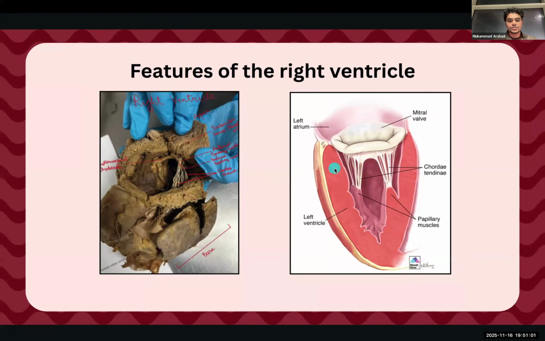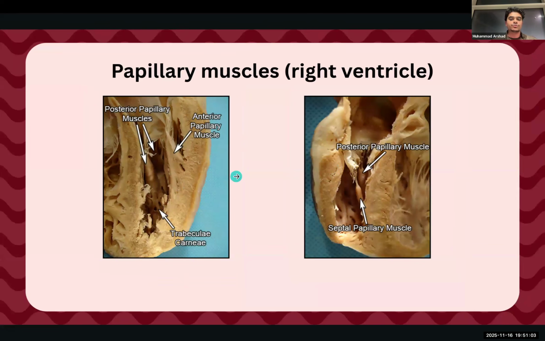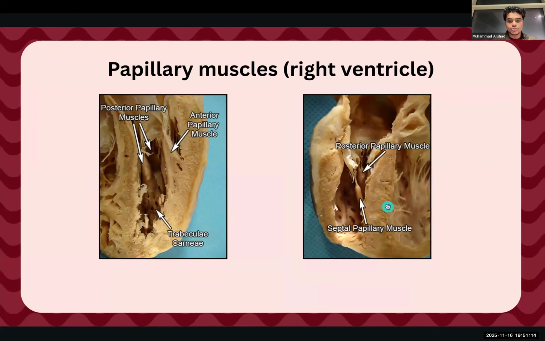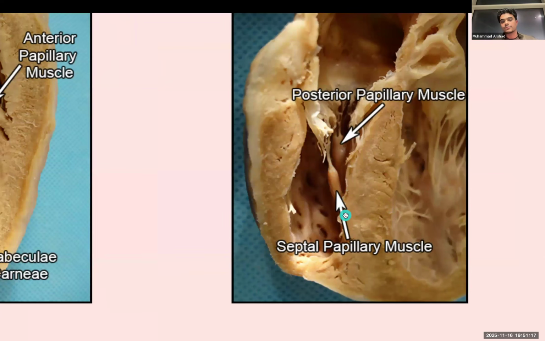Okay, so what distinguishes the right ventricle from the left ventricle with respect to the papillary muscles is that the right ventricle has three, okay? So you have an anterior papillary muscle and a posterior papillary muscle. This is obviously trabeculae carneae. But you also have something called a septal papillary muscle.